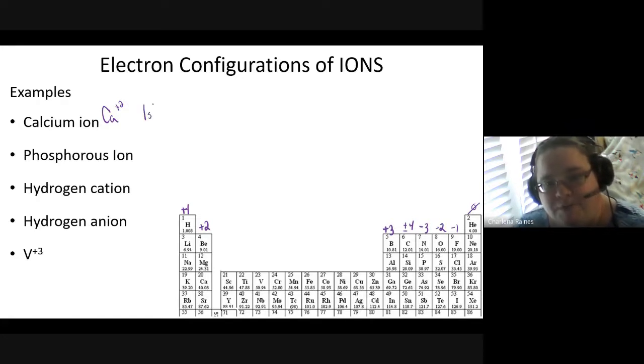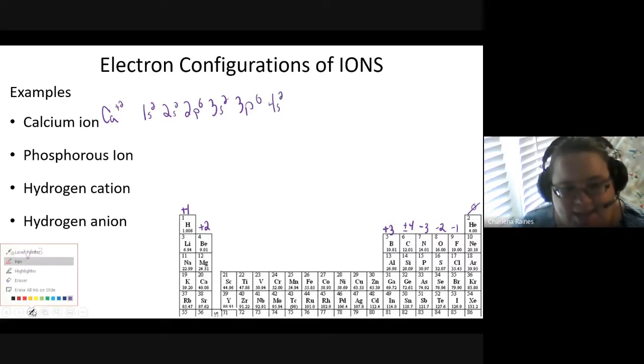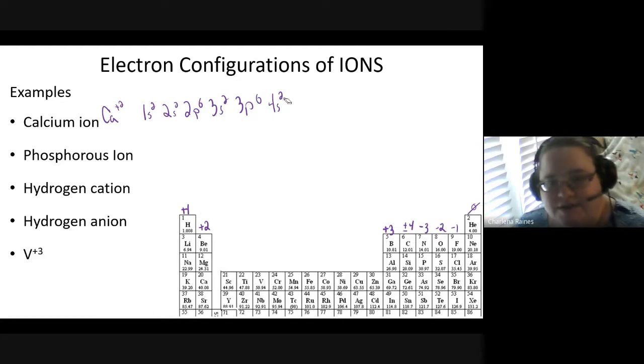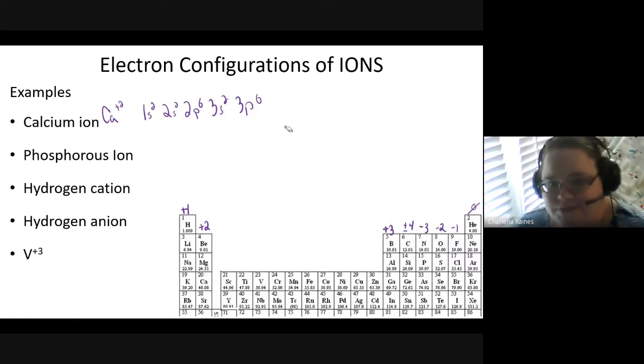So I'm going to write its normal electron configuration, 1s2, 2s2, 2p6, 3s2, 3p6, 4s2. Calcium is a cation. It has lost 2 electrons. Therefore, those last 2 electrons have gone away. So I'm going to erase those last 2 electrons.